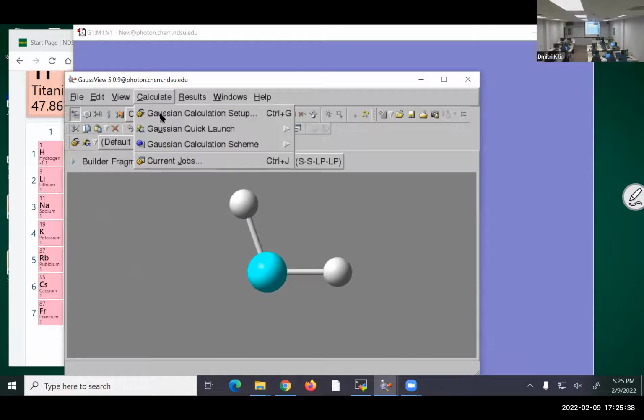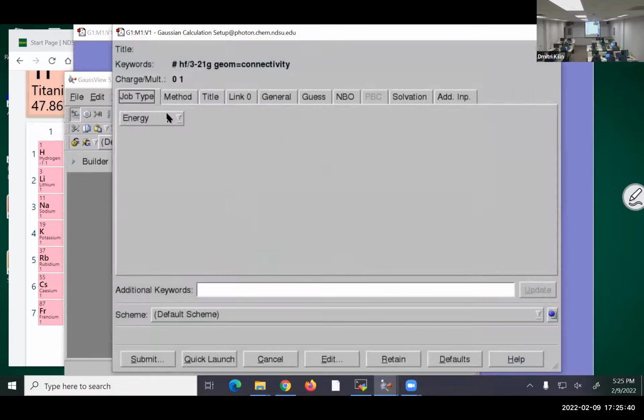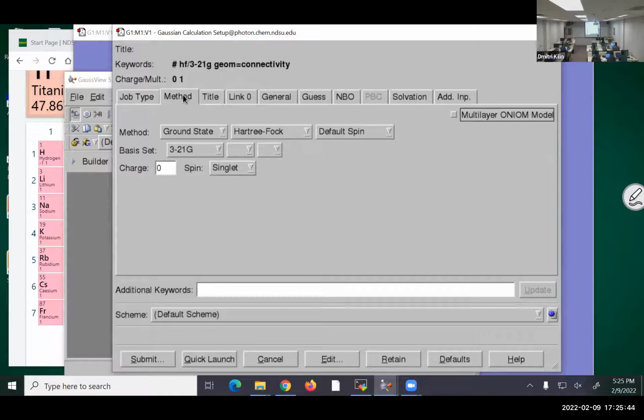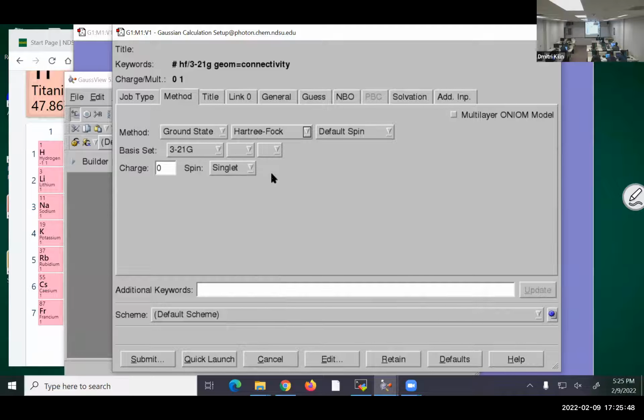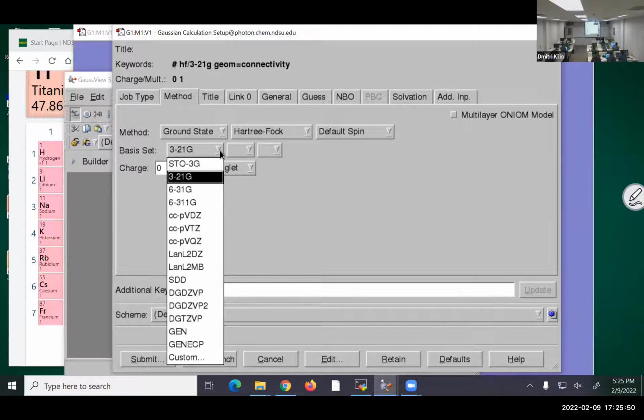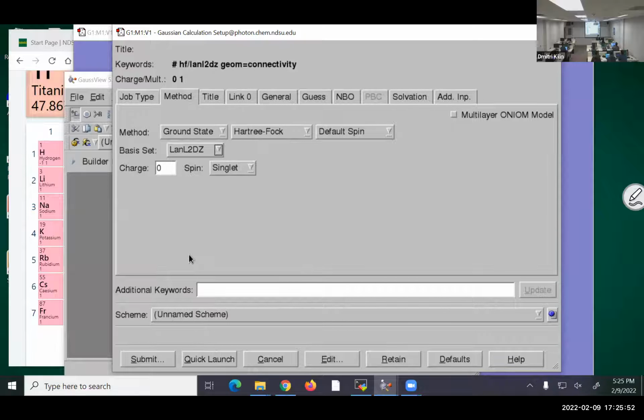So we go to calculate, Gaussian calculation setup. We are not going to optimize, we keep energy. In method, we select Hartree Fock, it is the natural option. And basis set, we need to go to LANL2DZ because the metals need special treatment. We need to have a dedicated lecture on basis sets. Okay, zero charge.